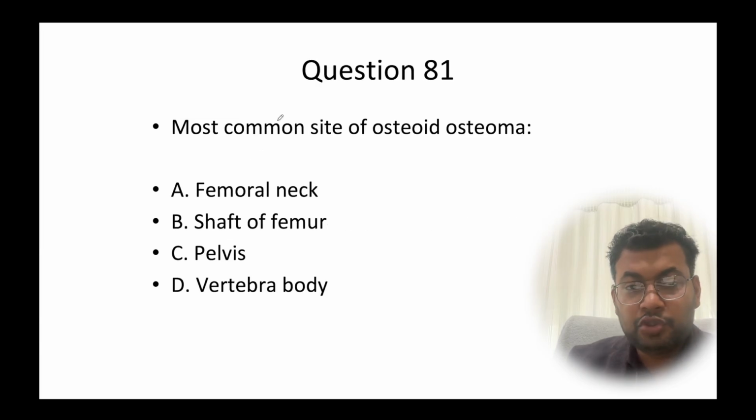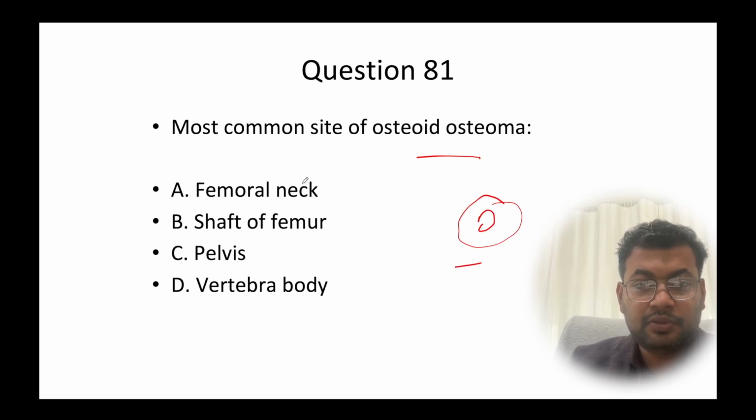Most common site of osteoid osteoma. So the answer should be, it is a diaphyseal tumor. So we should first look which is the diaphyseal, so the shaft of the femur. So B is the most common site, shaft of the femur.